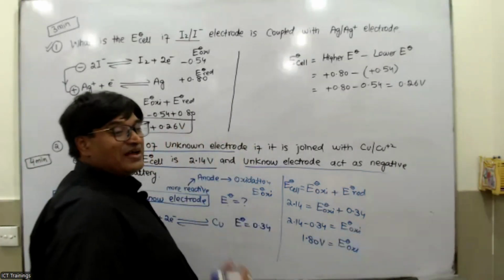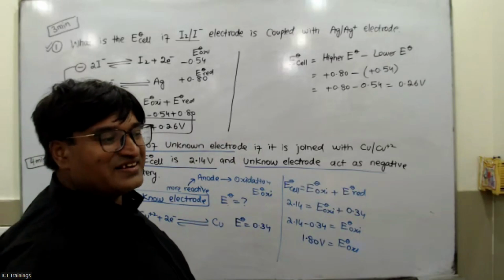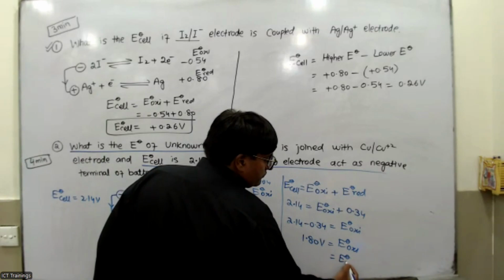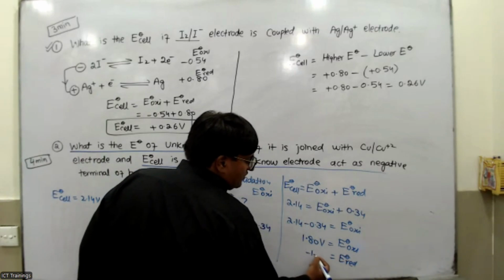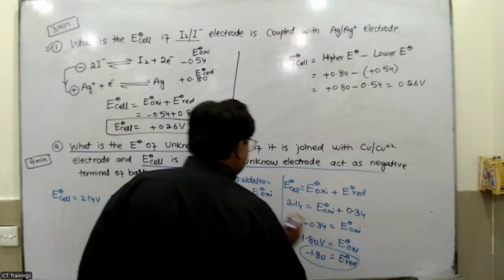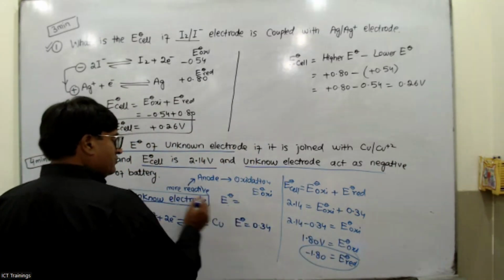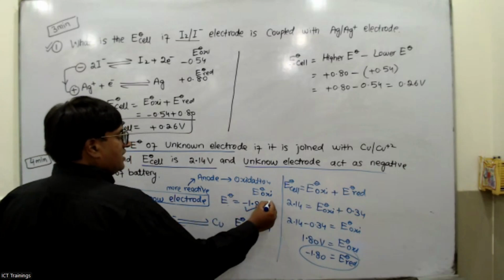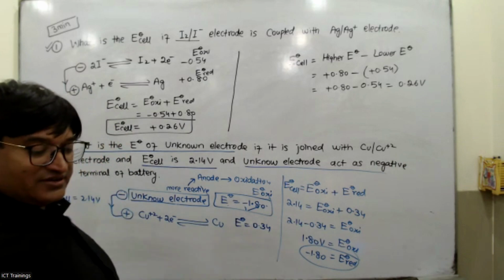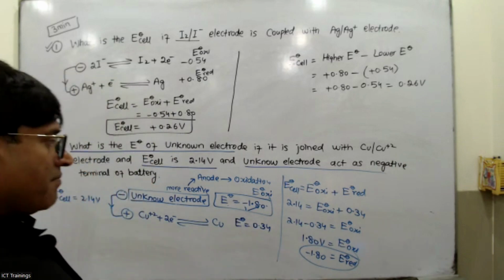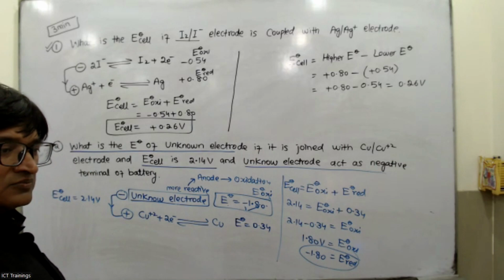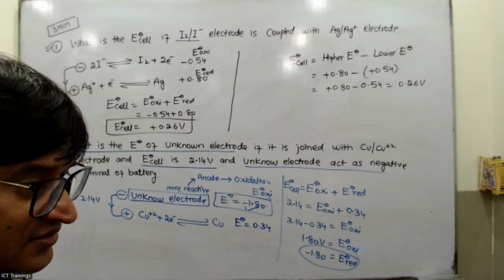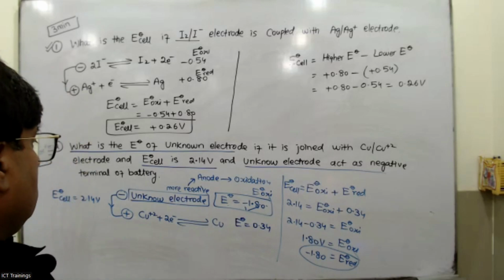I told you the standard way of writing E naught is always in reduction form. So change this one to reduction form, and it would become minus 1.80. So the E naught value for this unknown electrode is minus 1.80. This is your answer. Did you get it? Fatma? Yes sir. Khan? Yeah. Yes, sir. Okay, guys.